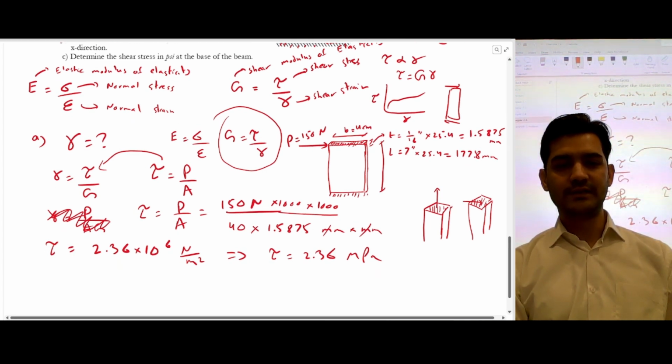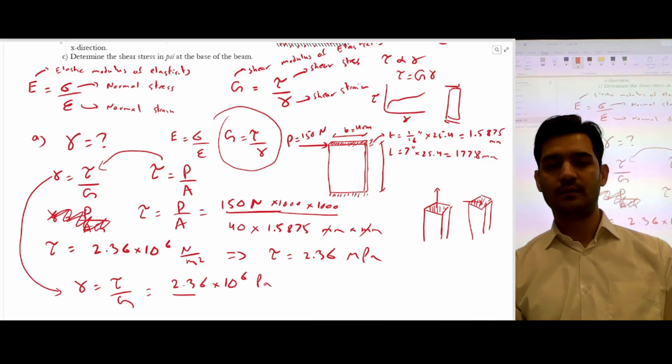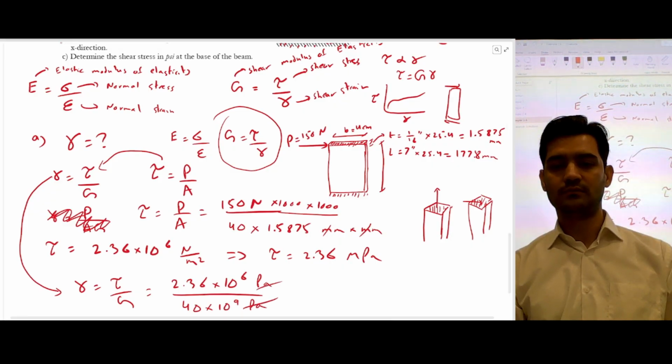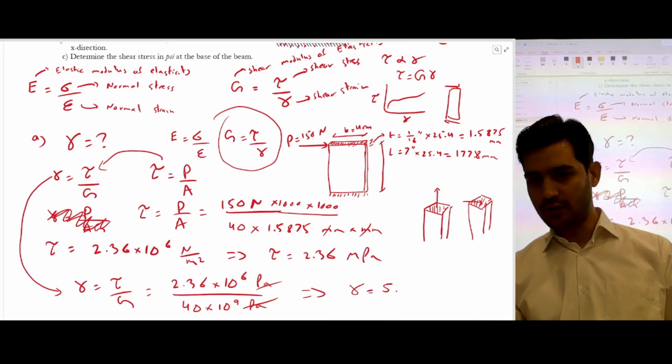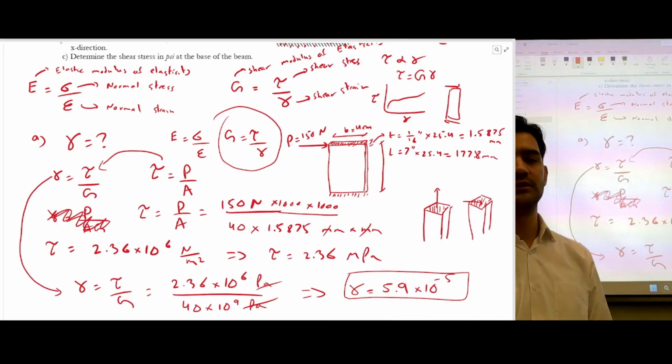So now we know the stress. Now we can use this equation to calculate the strain. So 2.36 into 10 raised to the power 6 pascals, and the value of G is 40 into 10 raised to the power 9 pascals. So the strain is 5.9 into 10 raised to the power minus 5. I think in this example, the most important thing was which area to select. Others, we're just using formulas.